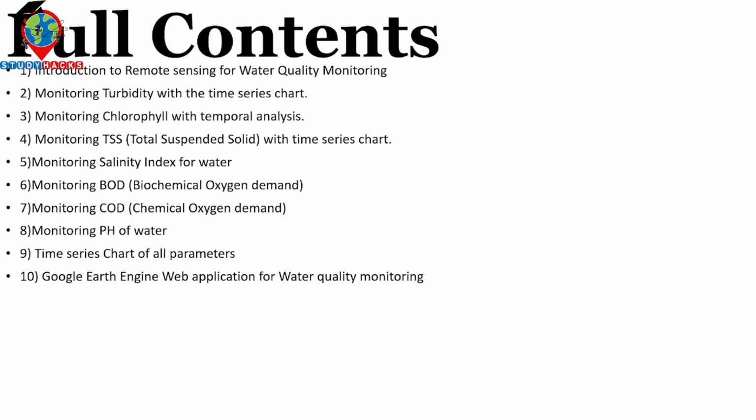Any user, when they simply go to this website, can easily check their water quality parameters. They can easily check the status of their water body, where the high density of chlorophyll, where the high density of total suspended solid or salinity or BOD or COD is; all of the parameters they can easily monitor using this web application. So I will also show you how we can easily create this type of web application from beginner to advanced level.